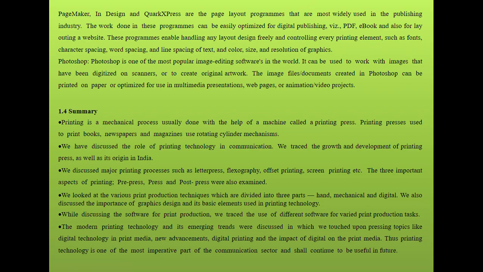Now, to conclude this topic. Printing is a mechanical process usually done with the help of a machine called a printing press. Printing presses used to print books, newspapers, and magazines use a rotating cylinder mechanism. We have also discussed the role of printing technology in communication. We traced the growth and development of the printing press as well as its origin in India. We also discussed the major printing processes such as letterpress, flexography, offset printing, etc.